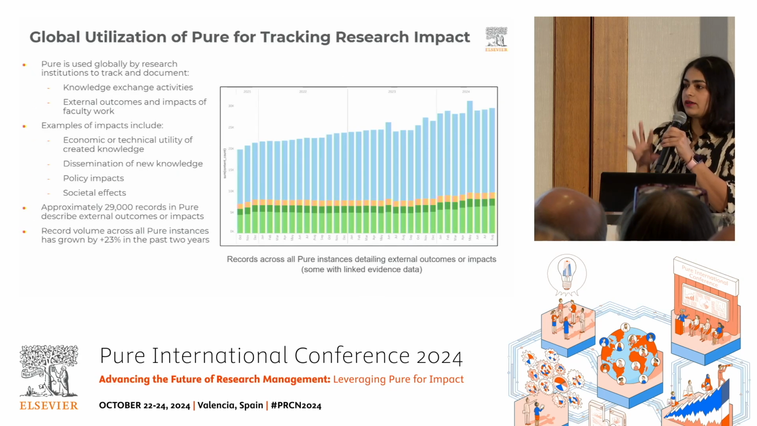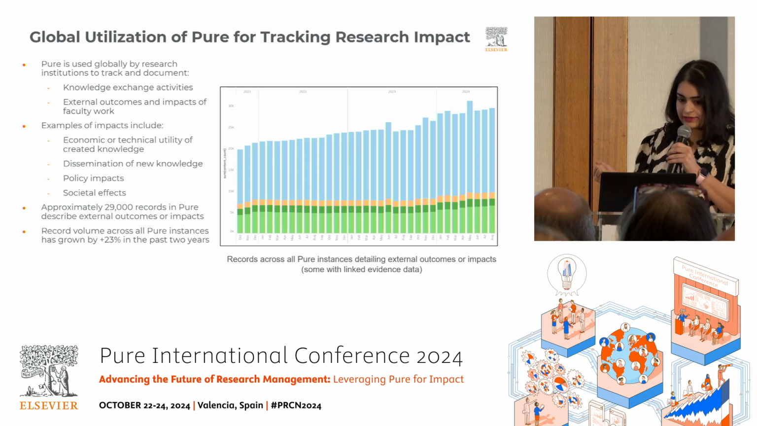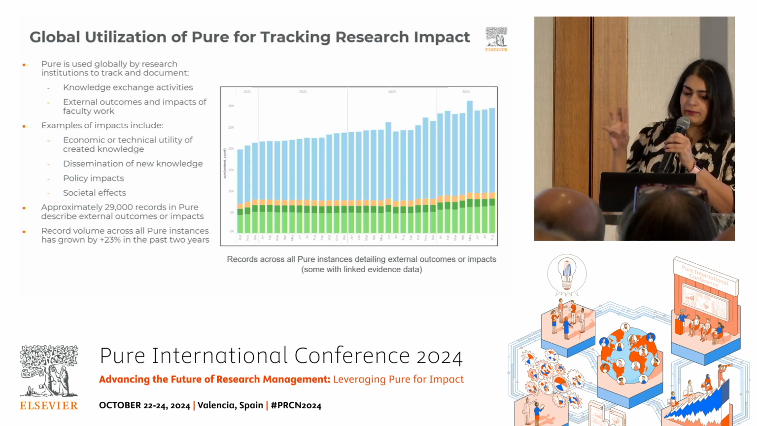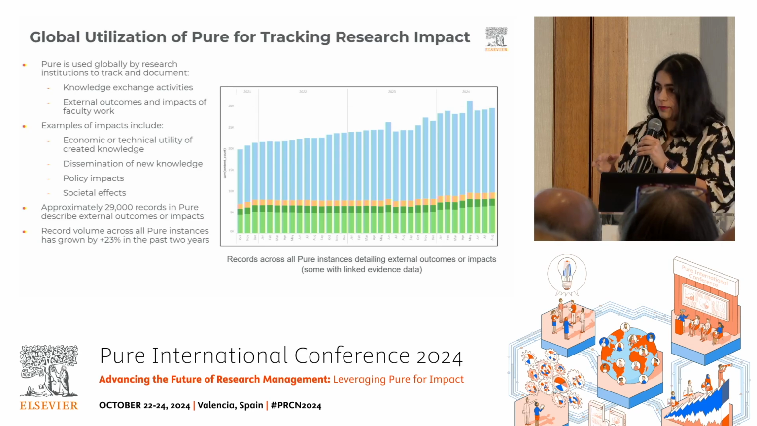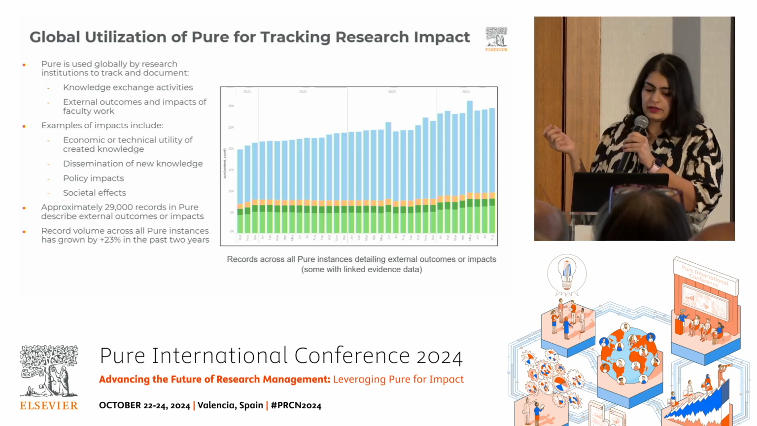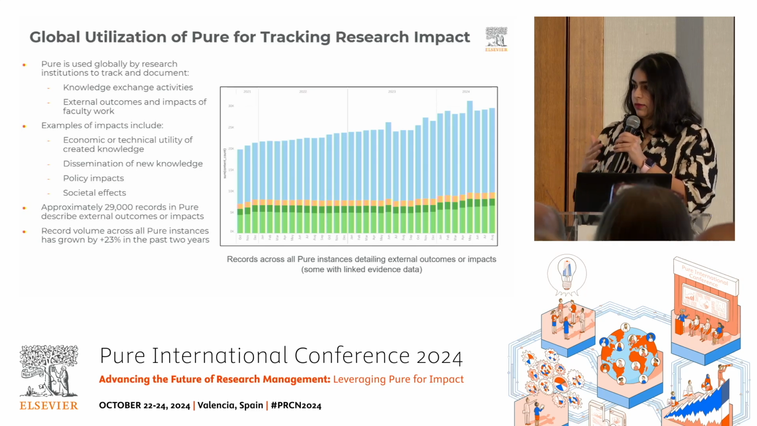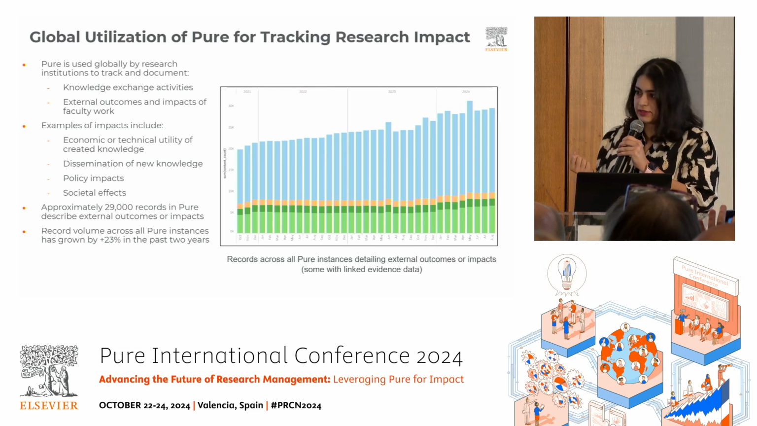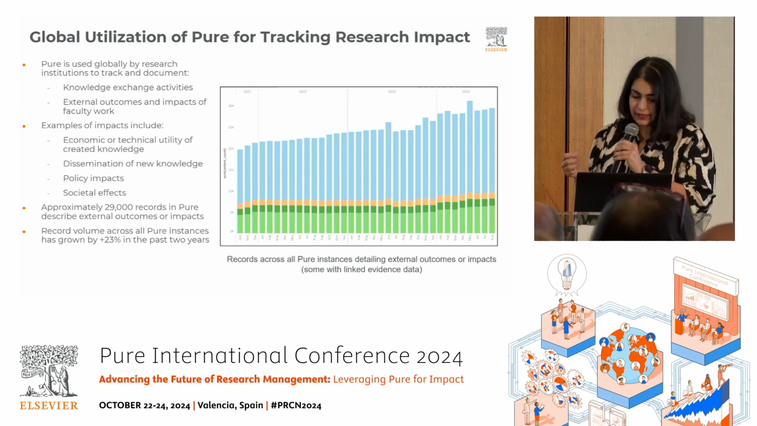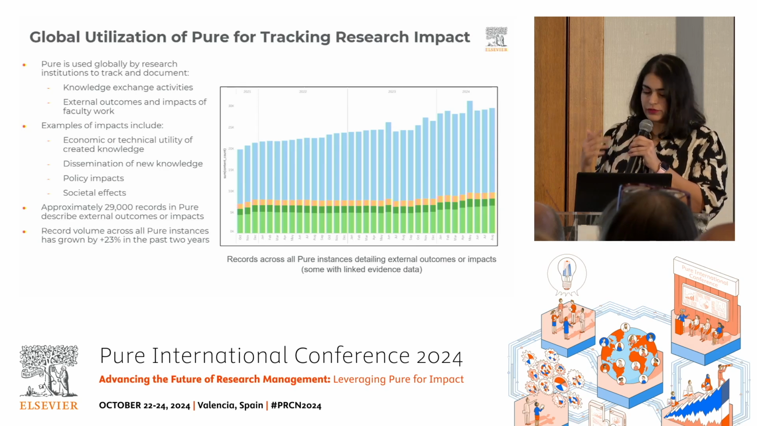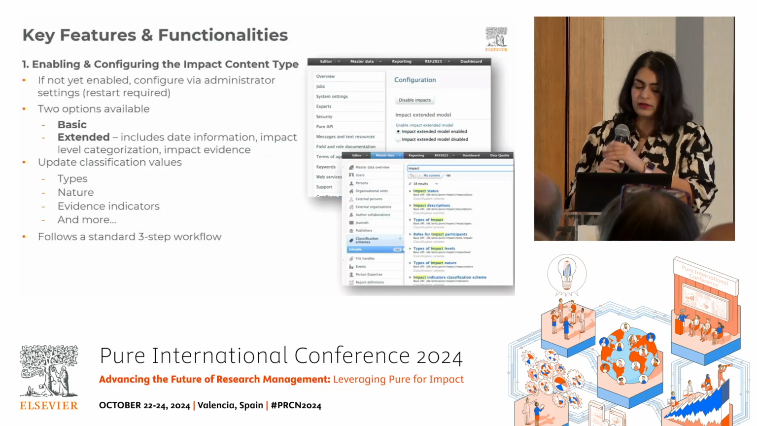So now that we have an understanding of what impacts are, we just wanted to give you an overview of the global utilization of Pure for tracking research impact. What we see typically is that the types of impact are centered around knowledge exchange activities, and then also external outcomes and impacts of faculty work. Approximately 29,000 impact records are found in Pure. And we've seen over the past 2 years there has been a growth in the volume of impact records, which is about 23%. The examples or types of impacts that we generally see are those around sharing new information, practical benefits of new knowledge, effects on policy, and then societal impacts.